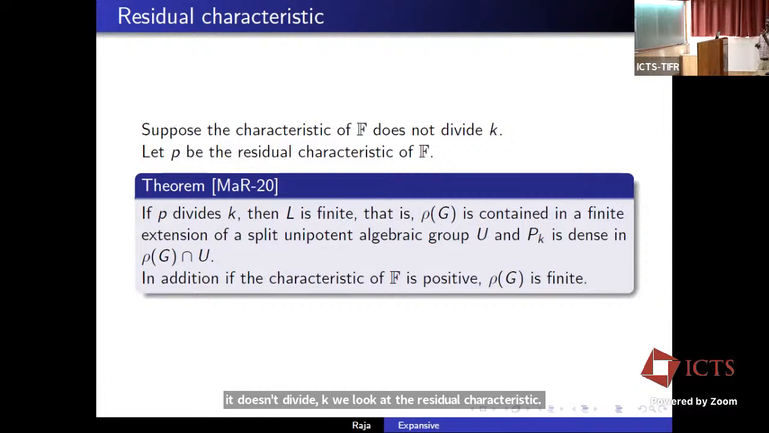Now we get two different cases. One, when the residual characteristic divides k, in which case the compact group will be finite, because L is a compact subgroup of a linear group over a non-Archimedean local field. It will have an open subgroup which is pro-p finite, if p is the residual characteristic. But then pro-p groups cannot have the power map surjective if that k is divisible by p.